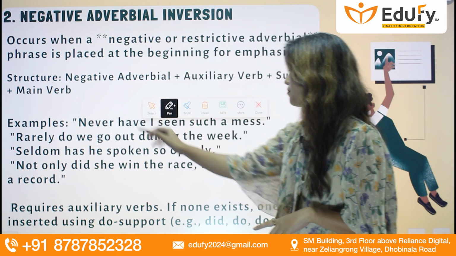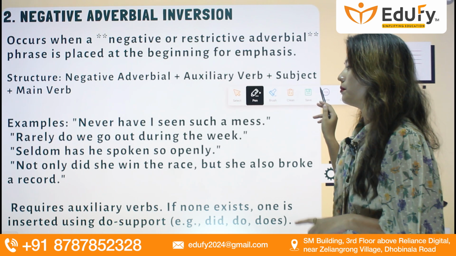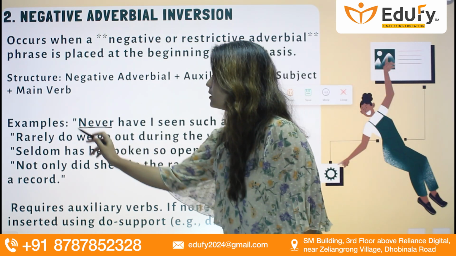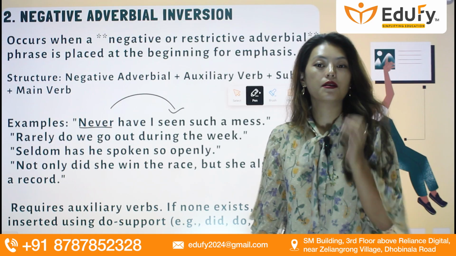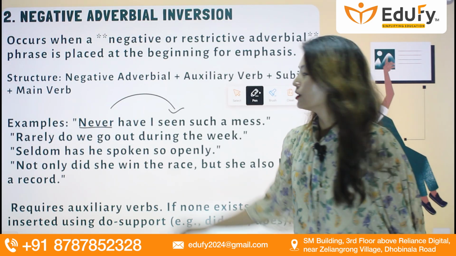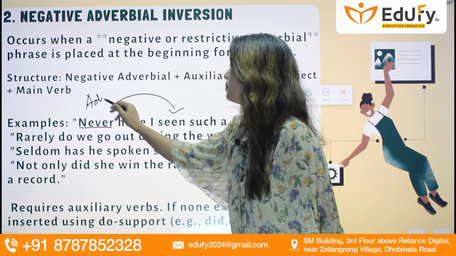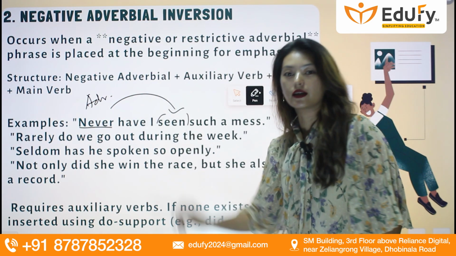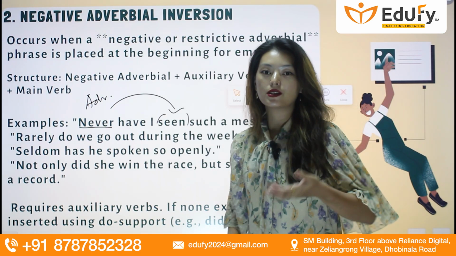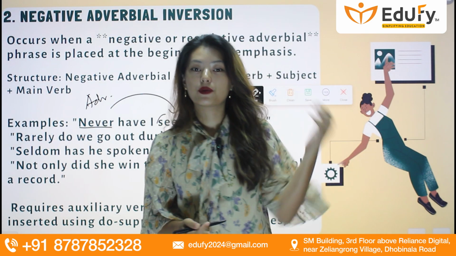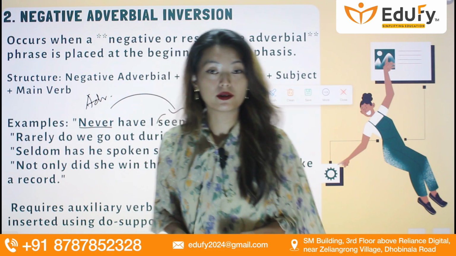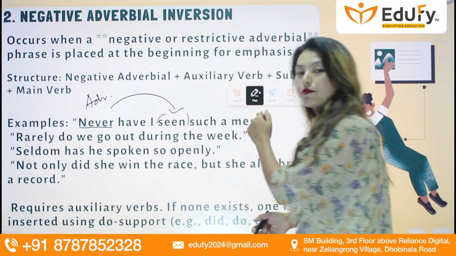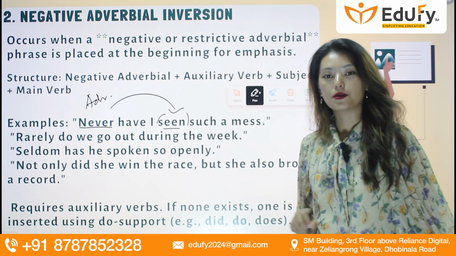Never have I seen such a mess. This word is talking about how many times have I seen this mess? Never, right? So this is an adverb talking about the action of seeing. Now, what is an adverb? As we've discussed in our previous videos, adverbs are words that describe or give you more information about a verb. So therefore, never is talking about the verb here.